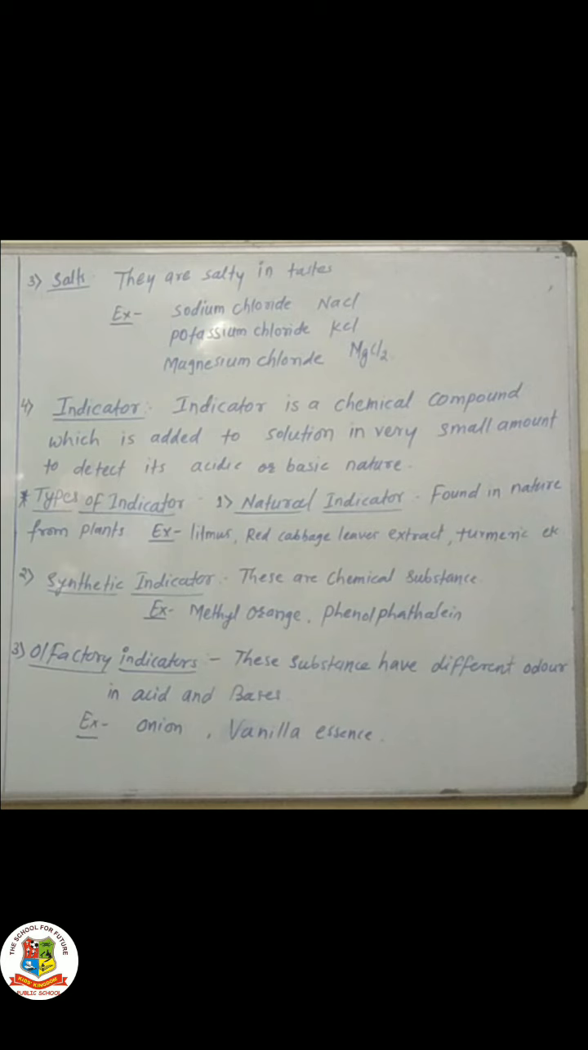And we know that we can't taste every substance, so we need indicators. What is the role of indicators? Indicators are used to identify the nature of a substance, whether it is acid or base. There are three types of indicators: natural indicators, synthetic indicators and olfactory indicators. These all things we saw in part first.